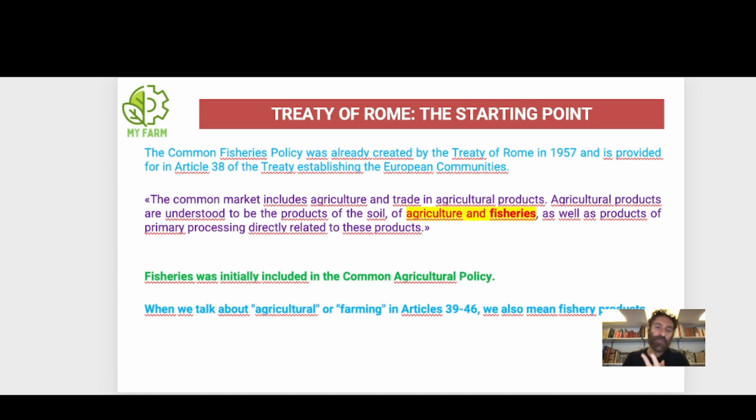So keep in mind that this kind of framework of the common agricultural policy since the origin emphasizes two aspects. The first aspect is that the common agricultural policy could be identified with the actual European Union. So the common agricultural policy was born with the European Union. This was the European Economic Community in 1960.